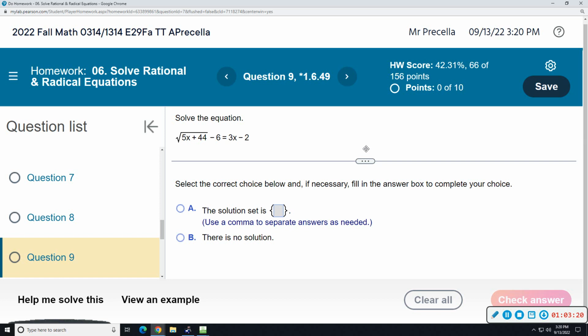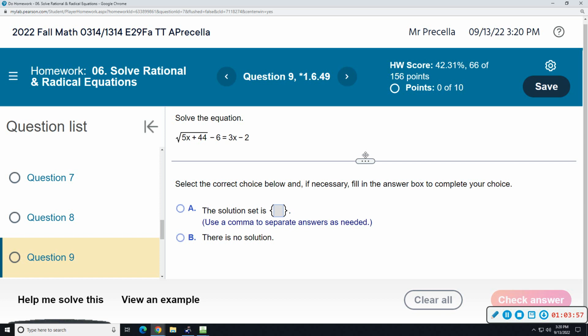The square root of 5x plus 44, then a minus 6 equals 3x minus 2. Notice that 44, these numbers might get kind of large here. So if you wind up with a 20 instead of a 2 right here, then, oh wow, you're unlucky today, okay? But we have no control over it.